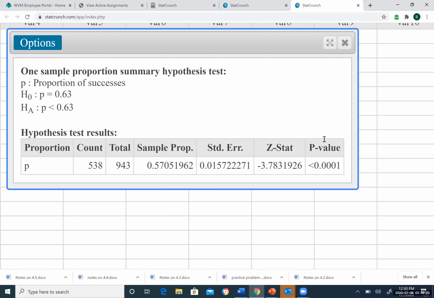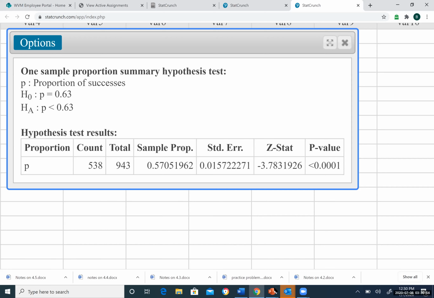So this is roughly like a 0. And then you draw a conclusion. Since this is less than 1%, if I set up my alpha as 1%, this is less than 1%, then we have to reject the null hypothesis, which is we disagree with the population proportion of 63% that support the death penalty.